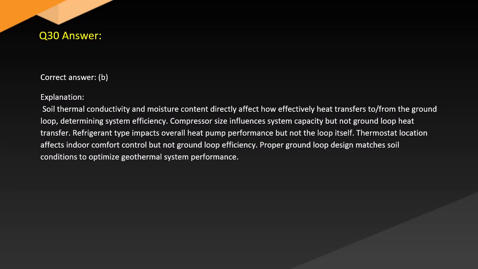Answer. Correct answer, B. Explanation. Soil thermal conductivity and moisture content directly affect how effectively heat transfers from the ground loop, determining system efficiency. Compressor size influences system capacity but not ground loop heat transfer. Refrigerant type impacts overall heat pump performance but not the loop itself. Thermostat location affects indoor comfort control but not ground loop efficiency. Proper ground loop design matches soil conditions to optimize geothermal system performance.